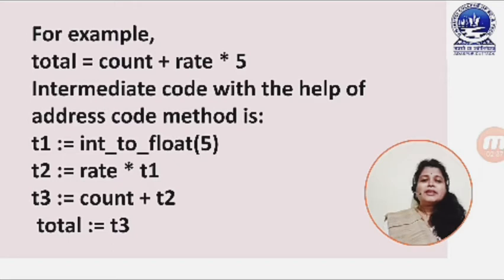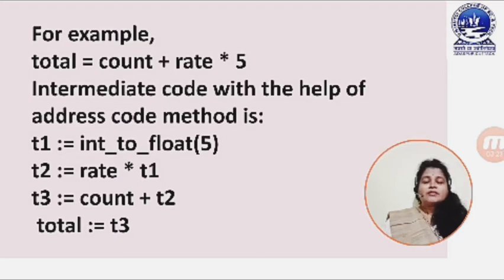I have written here: total = count + rate * 5. You can take any expression or statement, no problem, just like x = a + b + d * c, whatever you want to write. There must be one expression. Now we will discuss how the expression is converted into intermediate code. Actually, there are some techniques used here: according to the number of operations, we take temporary variables. For this expression I have used t1, t2, t3, all temporary variables used in intermediate code.